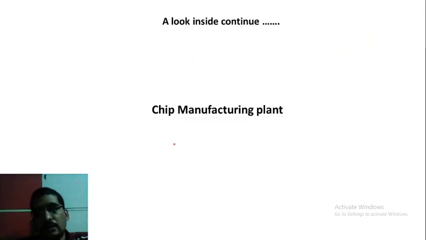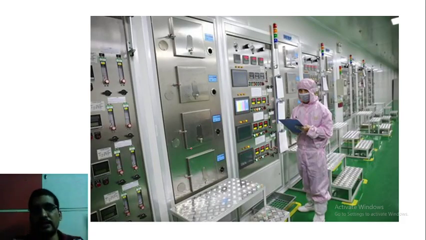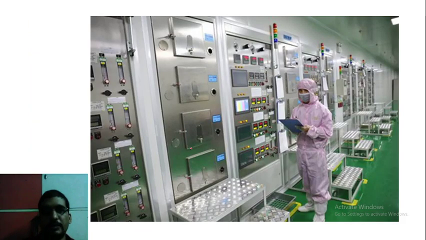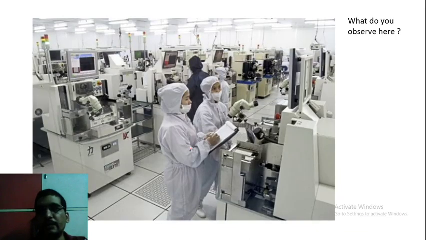Now first of all, just have a look inside the chip manufacturing plant. If we see this diagram, this picture, what do we notice first? Okay, let me take one more picture. What do you observe in these two pictures? At the very first look, what I observe is this: why are these people covered so much?